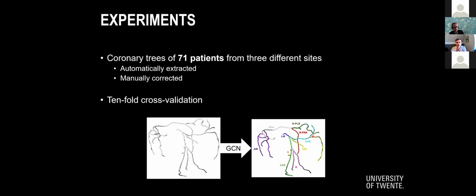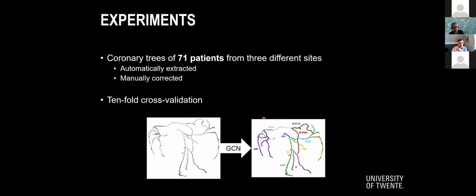So as an experiment, Niels made sure to have correct reference standards in 71 patients, which was a combination of automatically extracting an initial tree and then manually correcting here and there where parts were missing, and then performed a 10-fold cross-validation in which 90% of the patients were used for training and 10% was used for testing. And just a reminder of what the graph convolutional network is supposed to do: it's supposed to assign for each of these segments in the original tree one of these 10 labels.